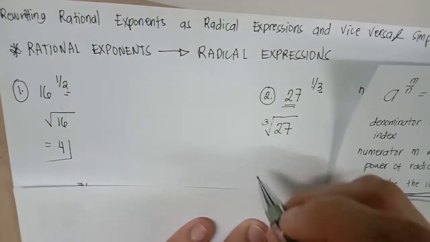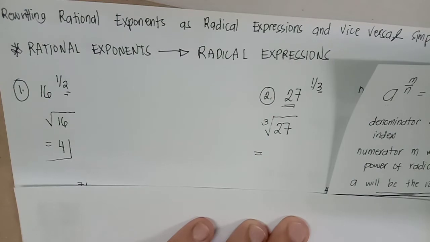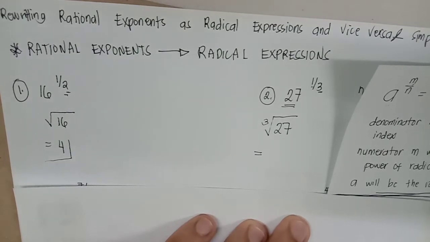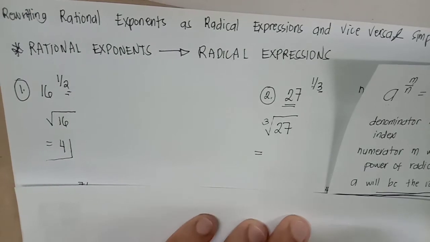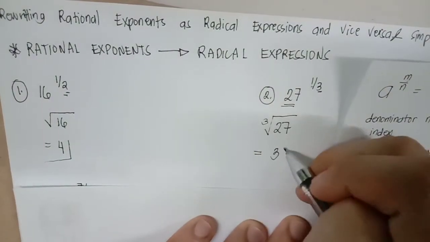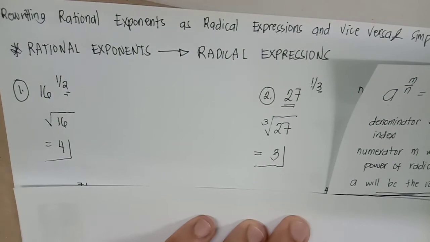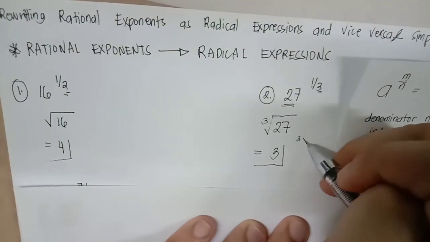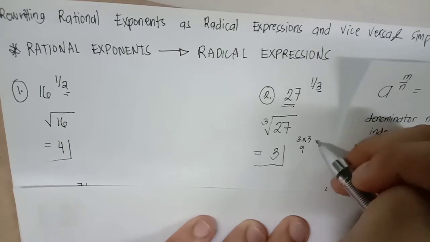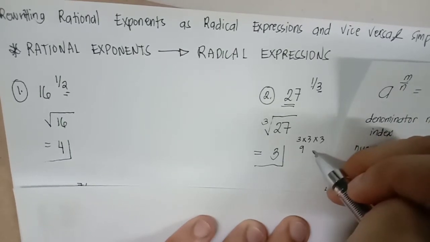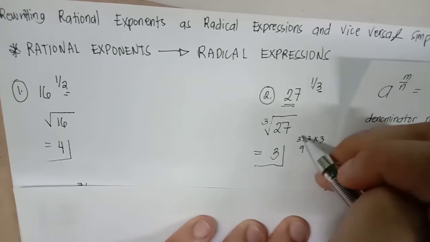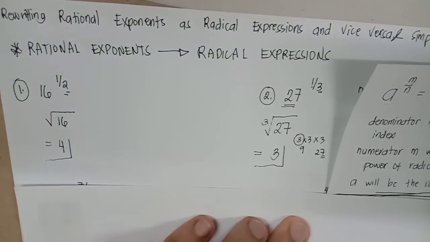So, cube root of 27. Ibig sabihin po, ano po yung number na pag minultiply natin ng 3 beses, 27 po yung sagot. So, that is, very good, 3. Because 3 times 3 times 3 is 27. So, the cube root of 27 is 3. Kung bakit po, 3 times 3 is 9, times 3 is 27. Kaya po siya, si 3 po ang cube root ni 27.